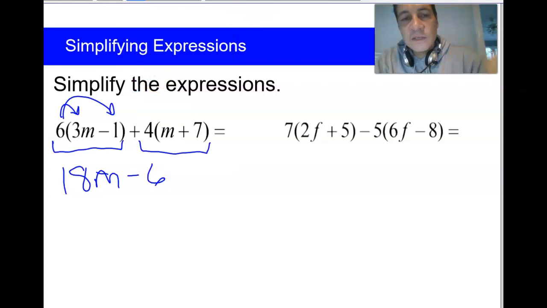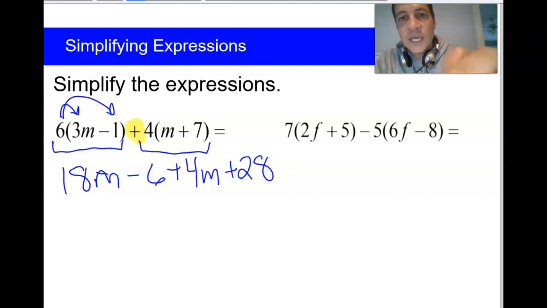How do I know it's positive? It's got that plus sign in front of it. So positive 4 times m is just positive 4m. And now positive 4 times 7, that's a positive 7 because there's a plus sign in front of that, is positive 28. Let's find those like terms and combine them.